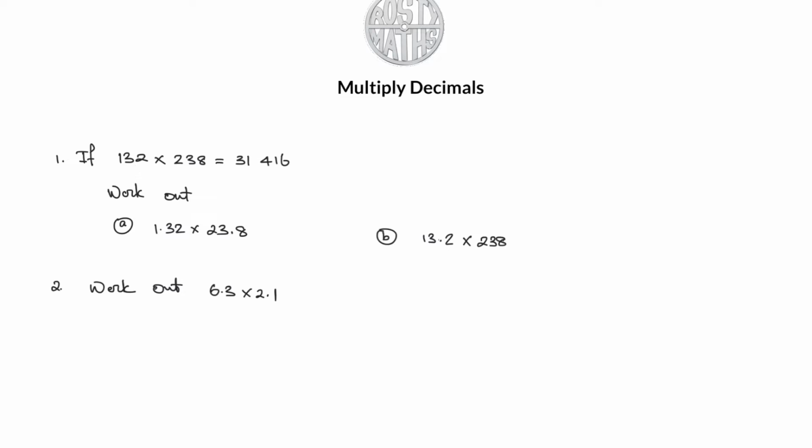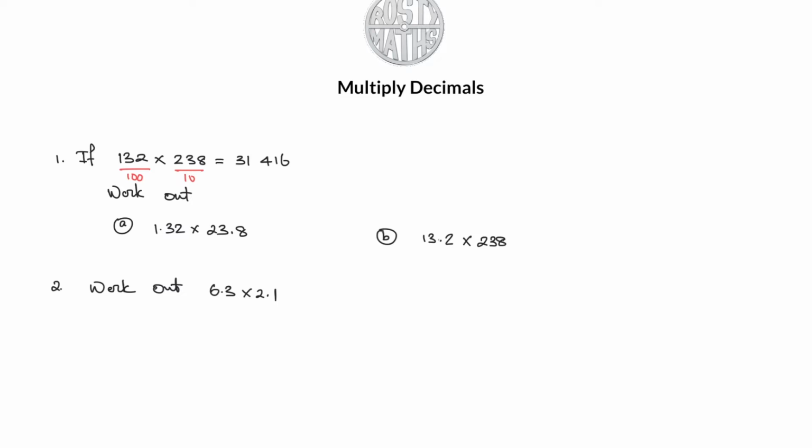Look, 132 is now 1.32. You still have the 1, the 3, and the 2. You're timesing it by 2, 3, and 8. You can see the 2, 3, and 8 there. But what has happened to our numbers? Well, what's happened is the 132 was divided by 100 to give you 1.32. And this has been divided by 10 to give you 23.8.